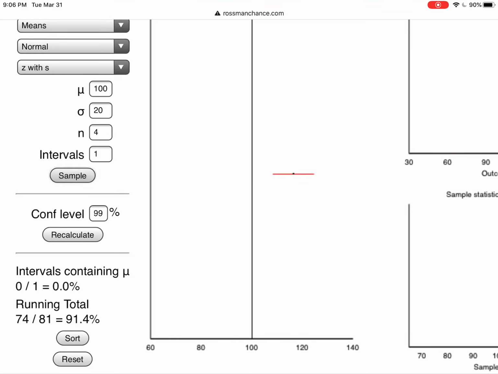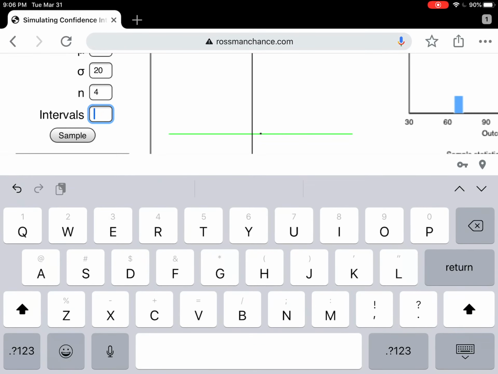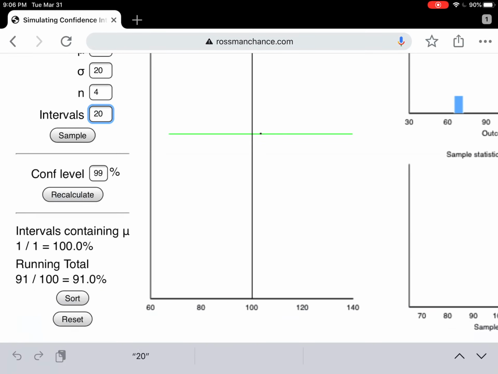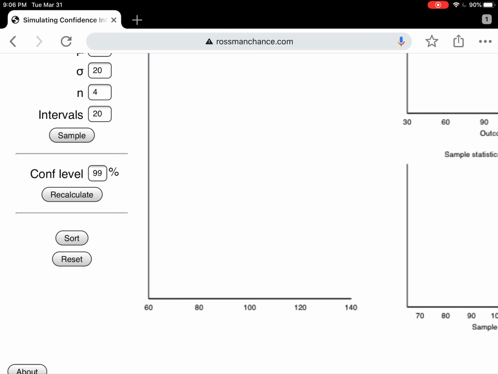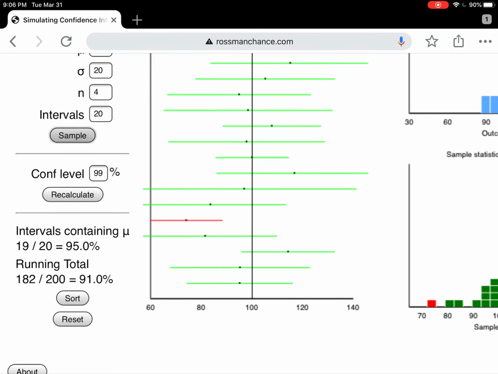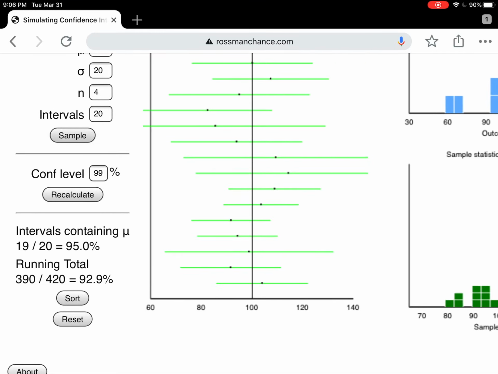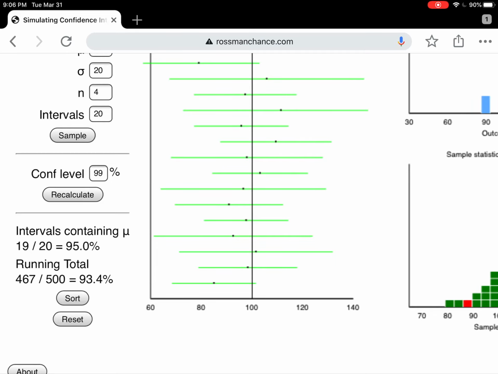There's another one. There's another one. There's another. There's 2 more, 3 more. So it's a whole lot more common for me to not actually capture my population mean. So I have a 91% capture rate here. So rather than doing this individually, I could do this a lot quicker. I'm going to change it to getting 20 intervals at a time so that we can see what would happen.